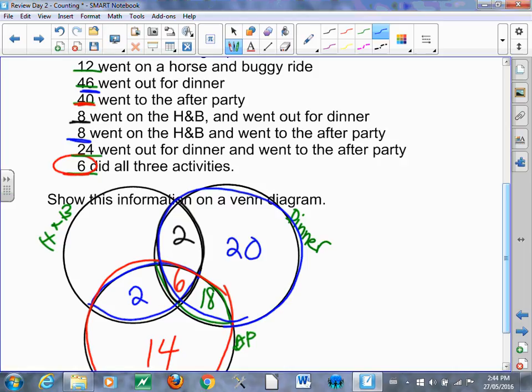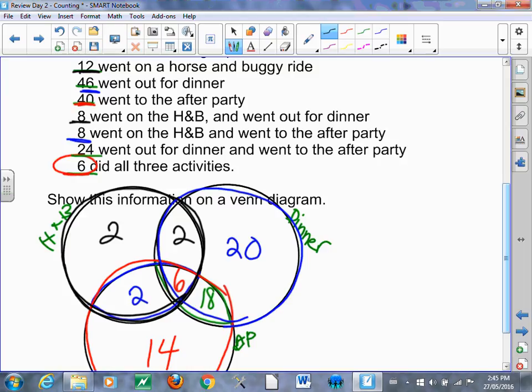Okay. Then we're going to take a look at the next one. 12 went on a horse and buggy ride. So that's this big black circle that I'm outlining again. And we need a total of 12. Well, we already have 6, 8, 10. So there's 2 left that did that.